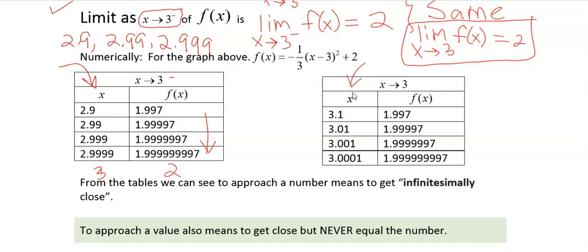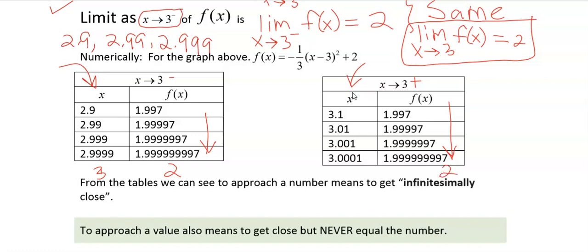This table, notice that the x values, again, they're getting closer to 3, but they're all a little bigger than 3 this time, aren't they? So this is showing values of x approaching 3 from the right-hand side. But again, if you look at the y values, what does it look like they're getting closer and closer and closer to? Well, again, it's looking like it's getting closer to 2, doesn't it?